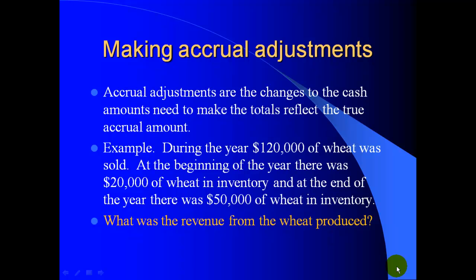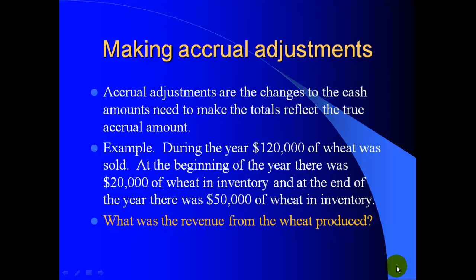So making the accrual adjustments. Accrual adjustments are the changes to the cash amounts needed to make the totals reflect the true accrual amount, or the actual amount. So during the year, $120,000 of wheat was sold. At the beginning of the year, there was $20,000 of wheat in inventory. At the end of the year, there was $50,000 of wheat in inventory. What was the revenue from wheat produced?